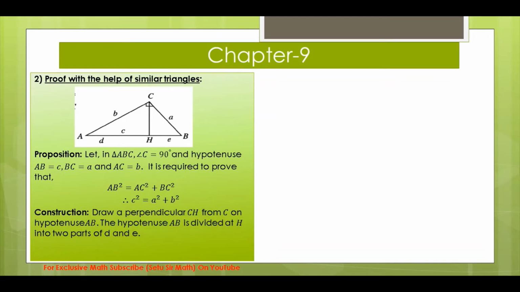Now, construction. Draw a perpendicular CH from C on hypotenuse AB. The hypotenuse AB is divided at H into two parts, d and e. As you can see from the figure, this perpendicular CH divides AB into two parts, d and e. Let's see the proof.